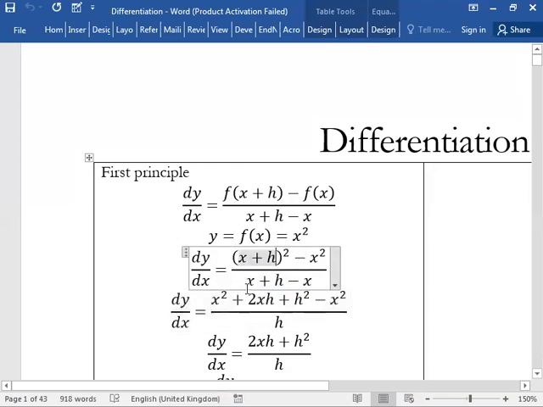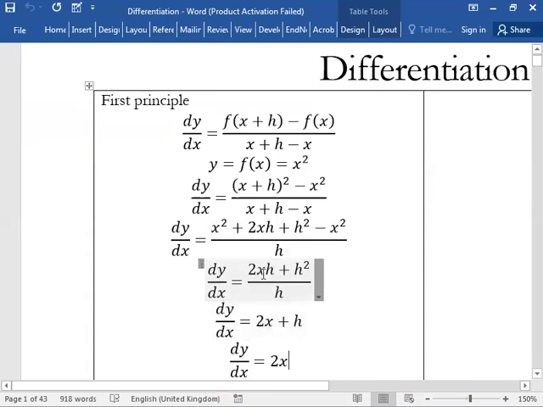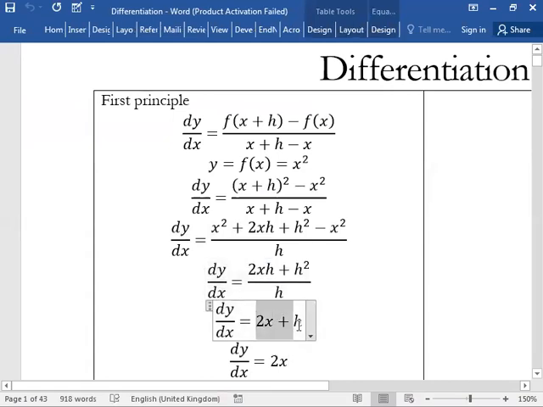If I expand this, I get x square plus 2xh plus h square minus x square. Simplify करूँगा, I get 2xh plus h square upon h, and then I cancel out. I'm left with 2x plus h.